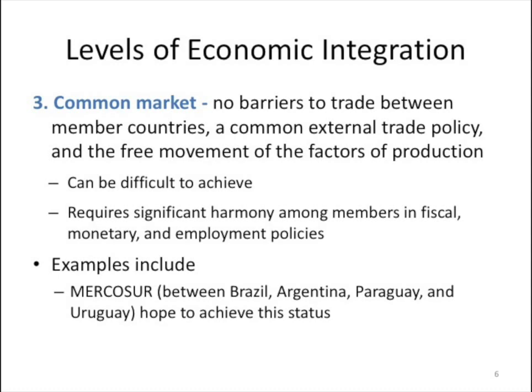Third, common market. Now we have no barriers to trade, and we have a common external trade policy, and we have free movement of factors of production between the members of the common market. Those factors of production would include labor, so labor has to be able to move across borders, and money, so funds can move across borders easily as well.